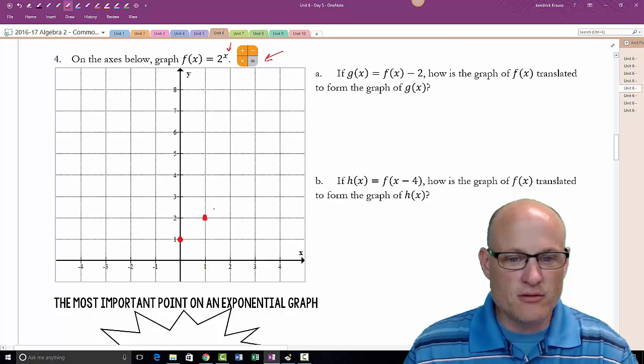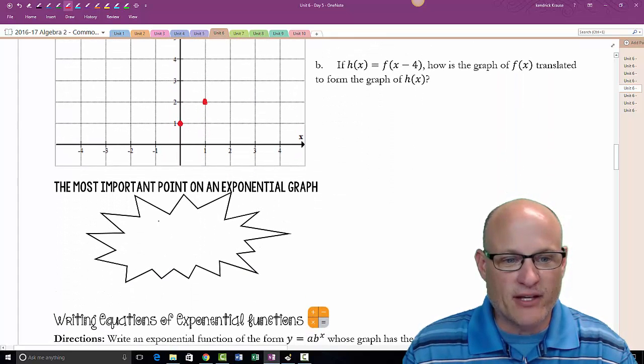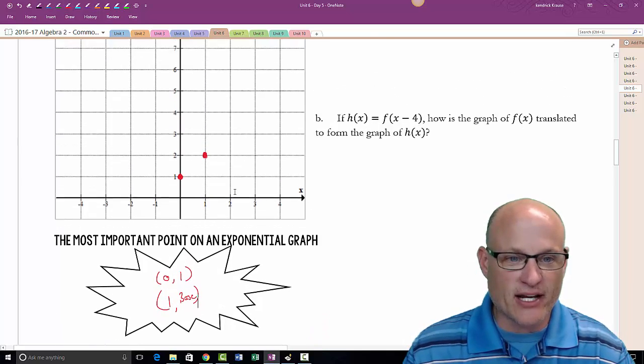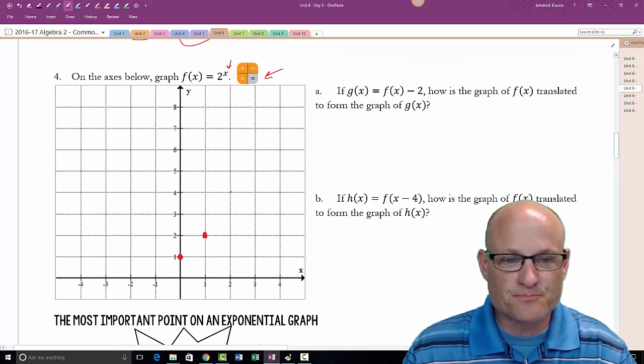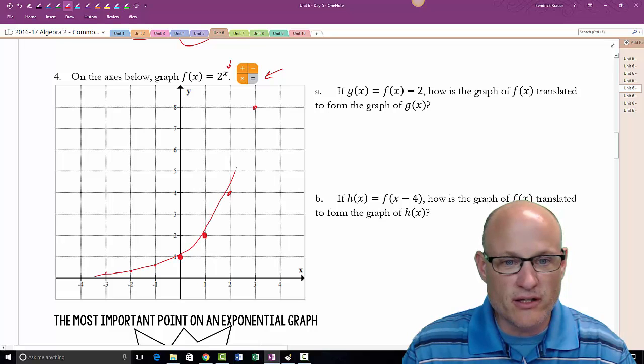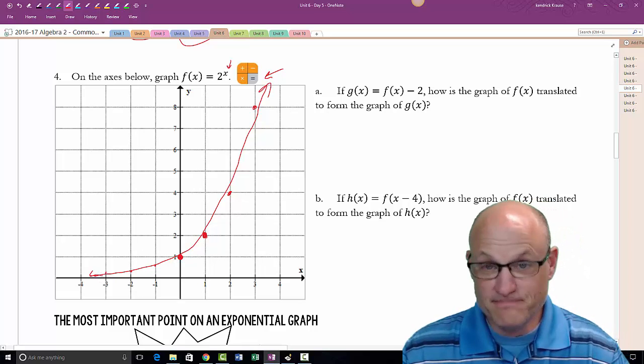So the most important point on an exponential graph is, well, you know they're going to go through (0, 1). I should have said the two most. And it's also going to be (1, whatever the base is). That helps you out, because then I can also do the next one, which is (2, 4), and (3, 8), and then (-1, 1/2), and (-2, 1/4), and (-3, 1/8), and I can go on forever and ever and ever. Man, sorry about that, kids. It's so much easier to do on paper.